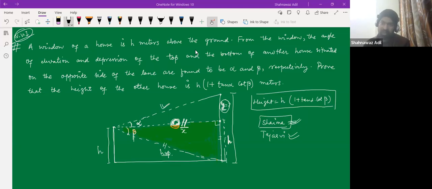So in these three trigonometric ratios, which one relates perpendicular to base? If you remember that, what relates that? So you have forgotten. So we will discuss that part later.